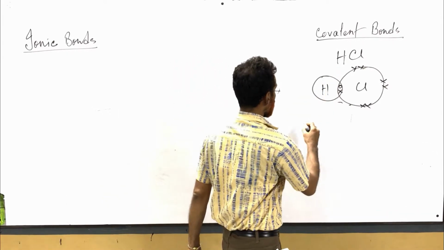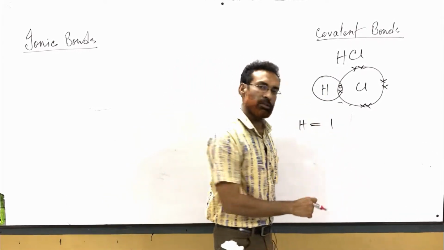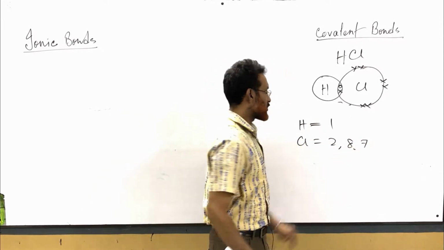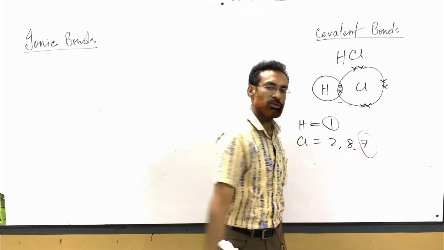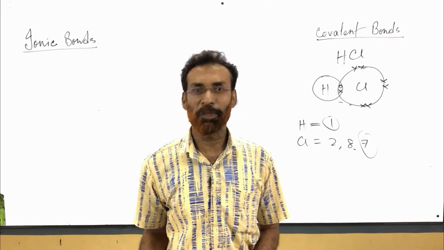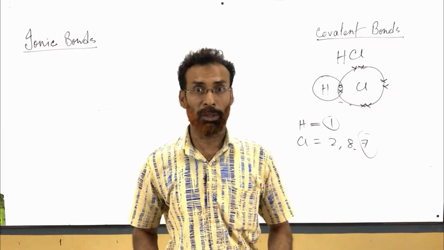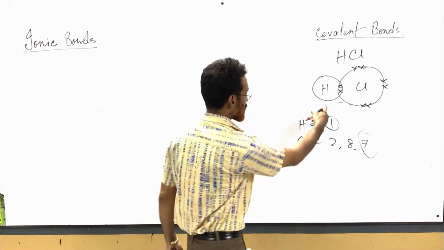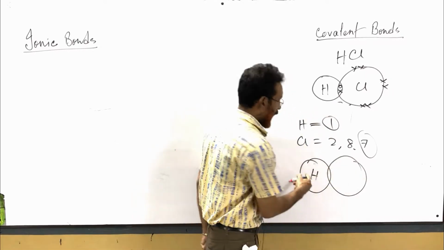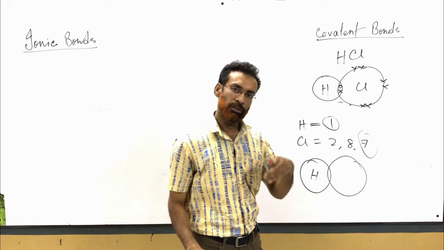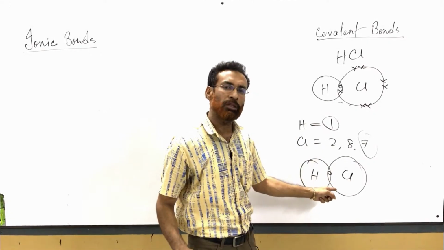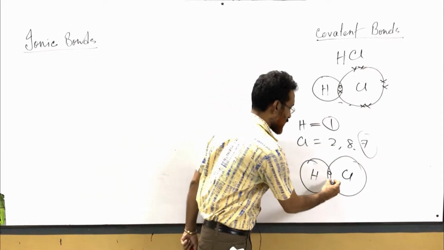Here you get hydrogen, only one electron, and chlorine 2, 8, 7. So see the electrons, which indicate both of them are non-metal atoms. So they will share electrons because none of them is ready to lose electrons. Here is hydrogen, I draw again hydrogen, and here is chlorine. Hydrogen is going to donate 1 electron for sharing in the common space. Chlorine is also going to donate 1 electron for sharing in the common space.